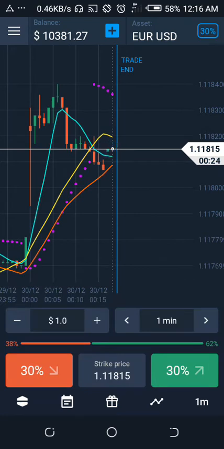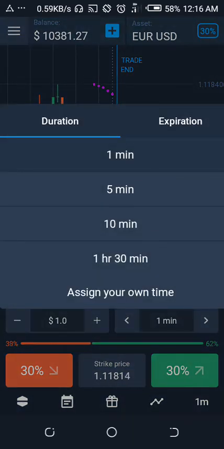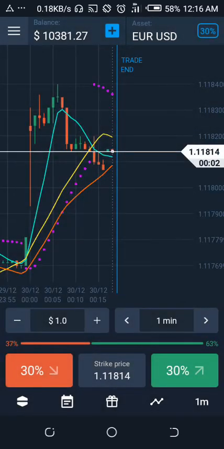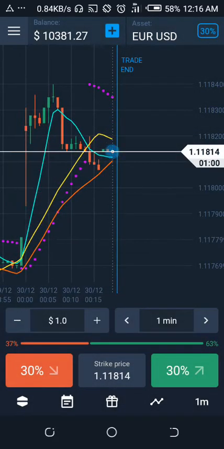Now that's step 1. Step 2, we have time frame of 1 minute. We have 5 minute duration. We have 10 minute duration. We have 1 hour 30 minutes. And you can also assign your own time. It's allowed. You can set your own time. But you can leave it as 1 minute if you feel like.